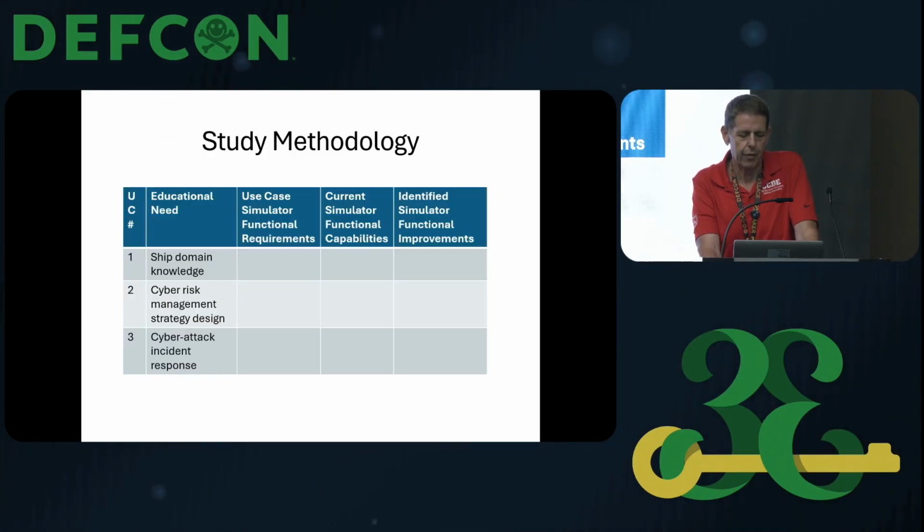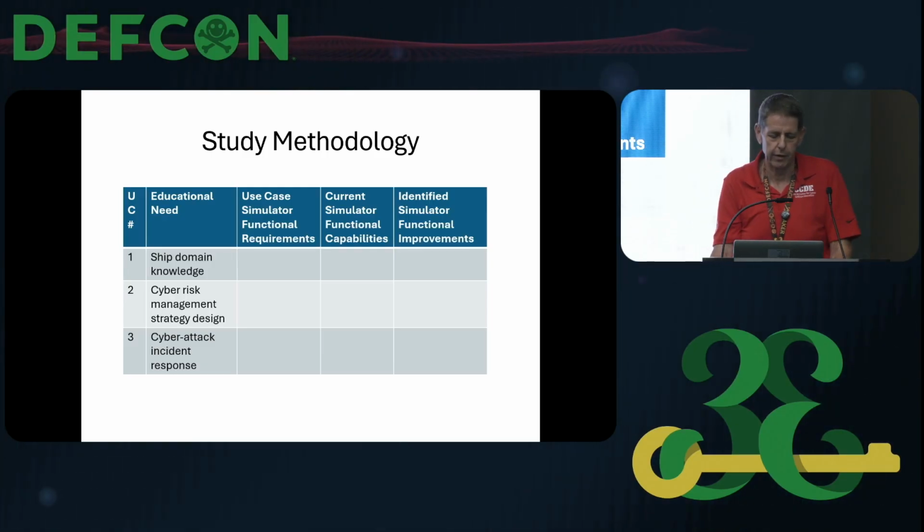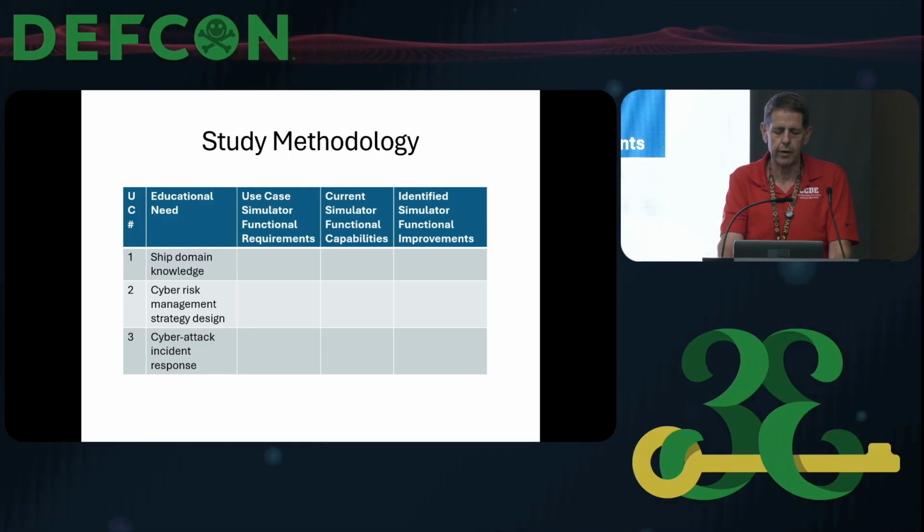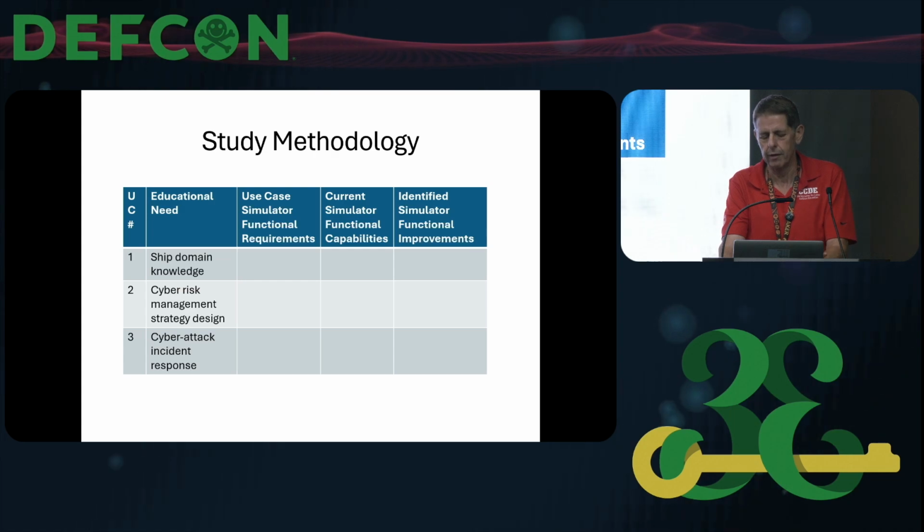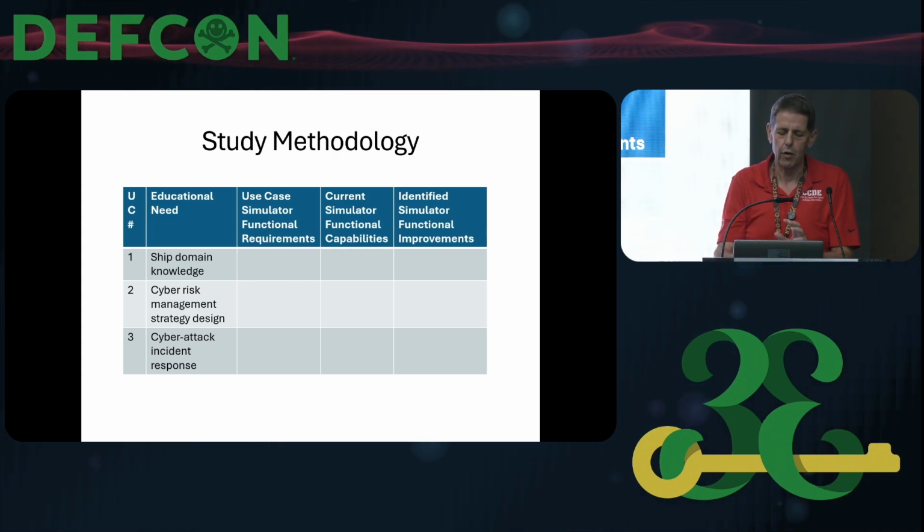So in my study methodology, I had use case 1, 2, and 3 down the left-hand column. Then I looked across and I said, let's take a look at the use case simulator functional requirements. This is just high level. What are their current capabilities, and then what are the gaps that we're taking a look at?